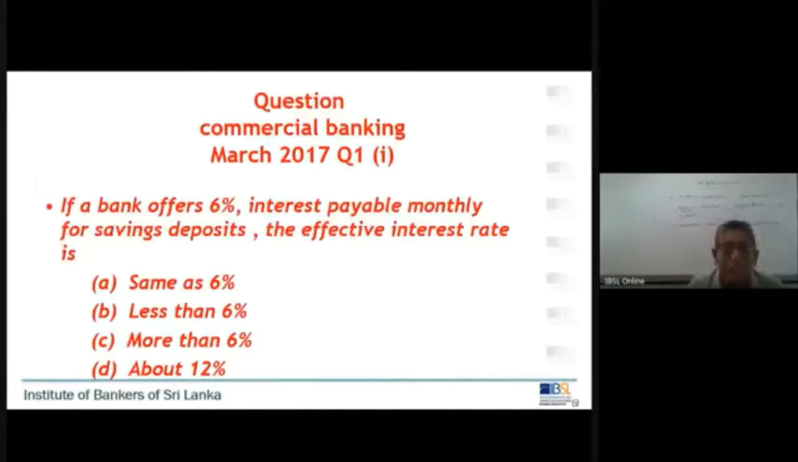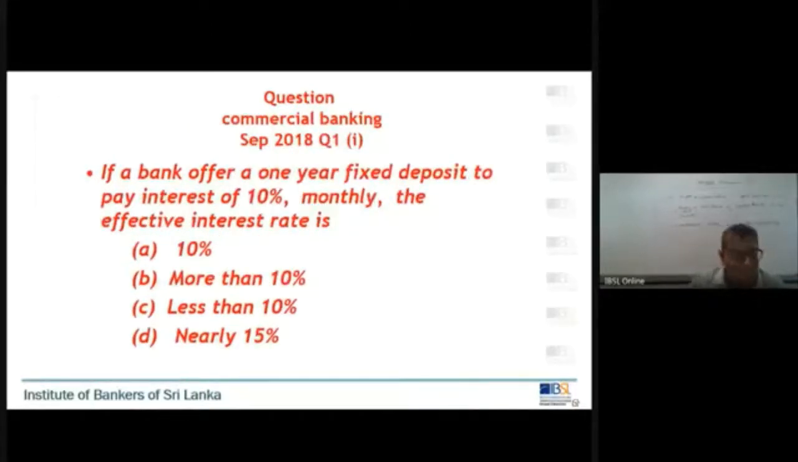Now see whether you can answer. This is again from commercial banking. Not my question, but this principle helps you answer other papers as well. What is the answer? If a bank offers a one year fixed deposit paying interest of 10% monthly, the effective interest rate is, now when are they going to get interest? Monthly. Remember, you get the interest monthly, not after completion of one year.